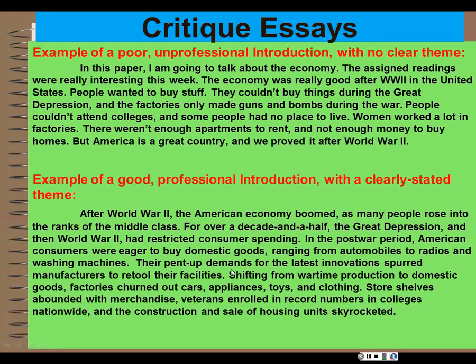You're talking about consumer spending. You're going to talk about veterans enrolling in record numbers in colleges, and you're going to talk about the construction and sale of housing units skyrocketing. And all three of those things are going to be done in one paragraph.